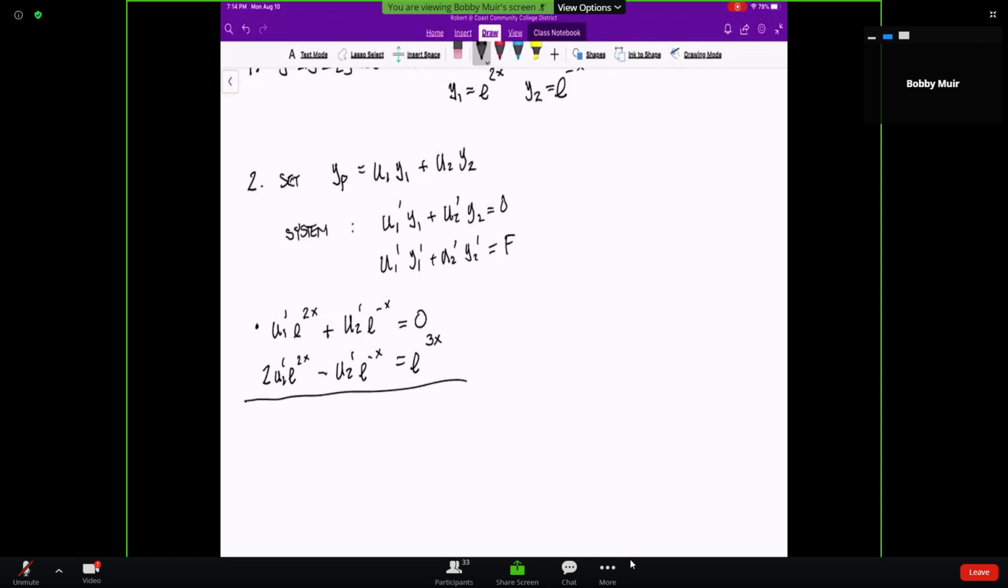Well, if you add the two equations together, you're going to get 3 u1 prime e to the 2x equals e to the 3x. So that means that u1 prime is 1/3 e to the x. So that means that u1 is going to be this 1/3 e to the x.